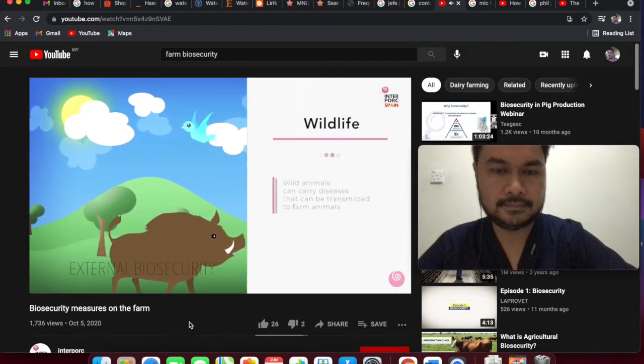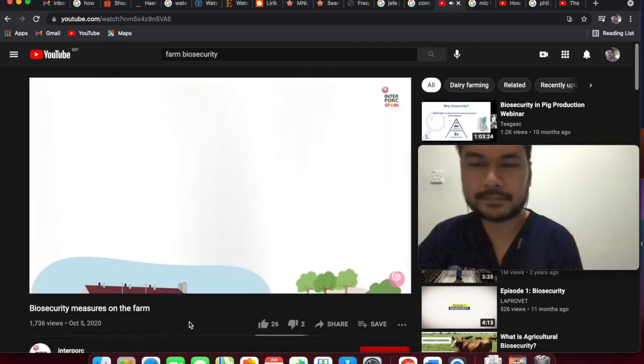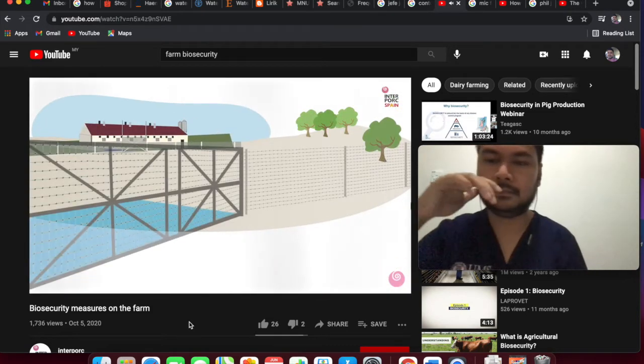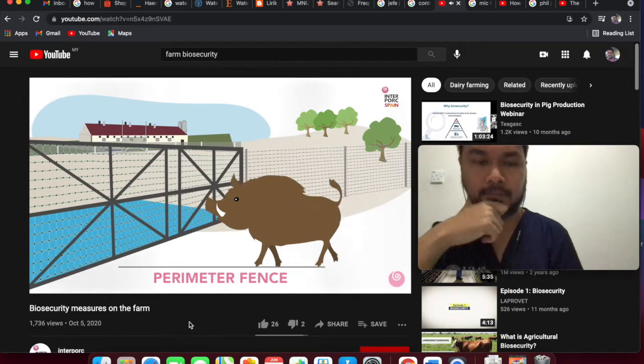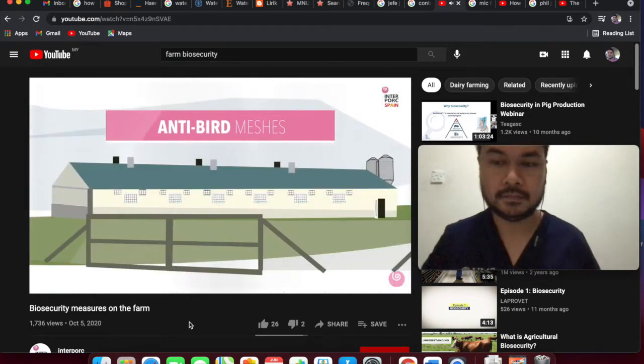Wildlife. Protective measures should be put in place to avoid the risk of contact with wild animals, especially wild boars and birds. The most common measures are installing a perimeter fence and anti-bird meshes on windows and other openings.